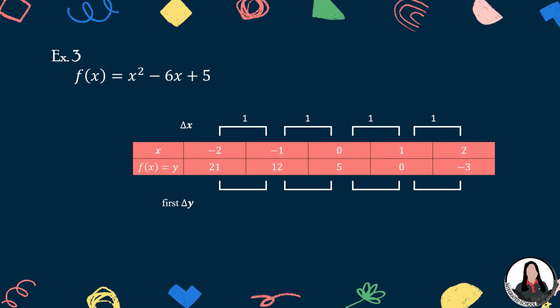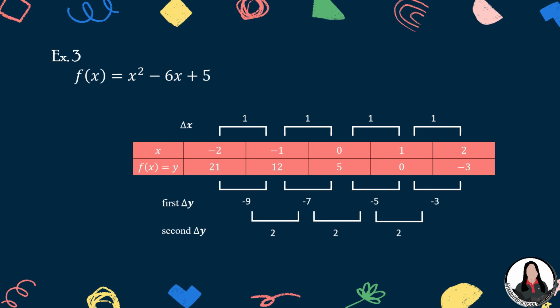Next is the first change of y. We have negative 3 minus 0 is negative 3. 0 minus 5 is negative 5. 5 minus 12, that is negative 7. And 12 minus 21, that is negative 9. Okay. And then, let us look for the second change of y. We have negative 3 minus negative 5 is positive 2. Negative 5 minus negative 7 is positive 2. And negative 7 minus negative 9 is positive 2 also.